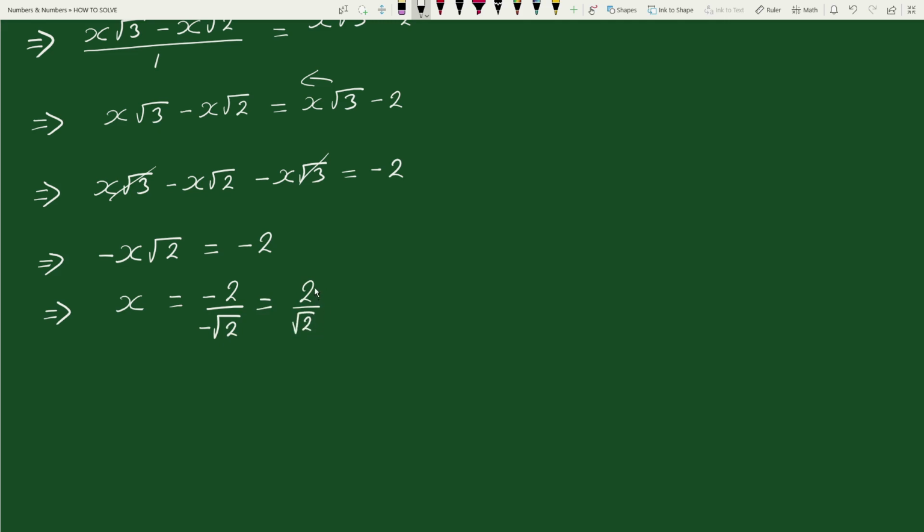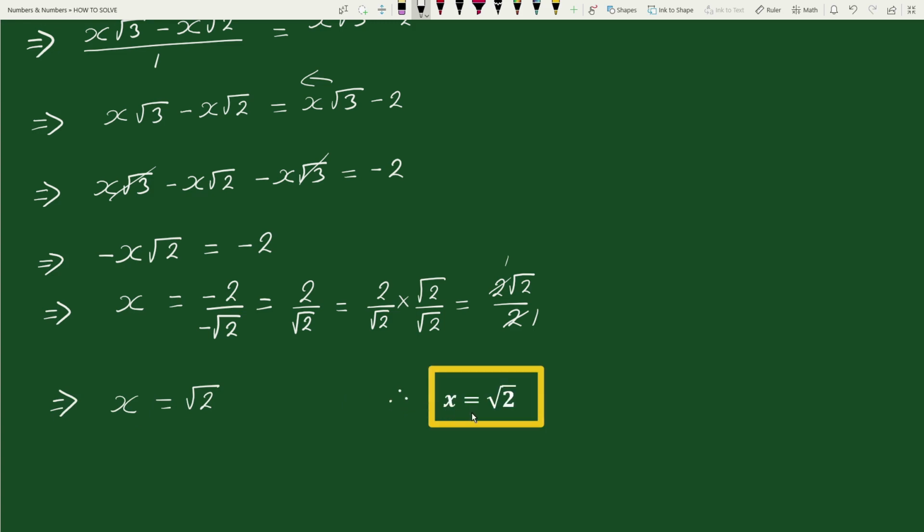On rationalizing the denominator, we can write this as 2 by square root of 2 times square root of 2 by square root of 2 equals 2 square root of 2 by square root of 2 times square root of 2 will be 2. Here 2 and 2 will be reduced by 2, 1 times, here also 1 times. This equals x equals square root of 2. Therefore x equals square root of 2. This is our solution.